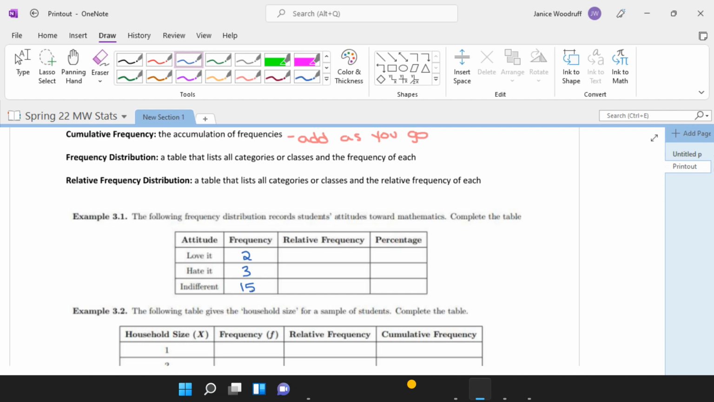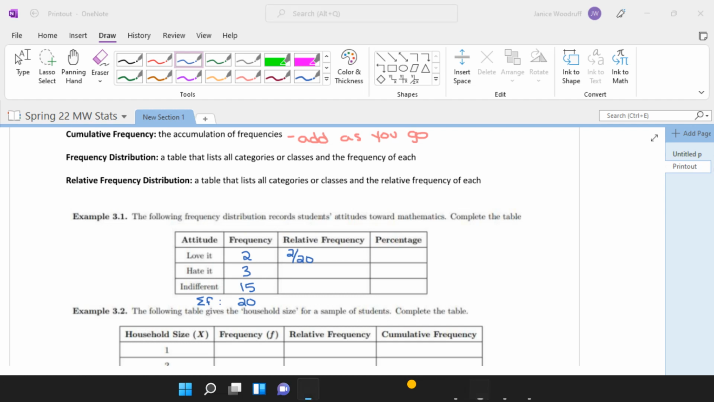Now we can say the percentage of students in the class that have each attitude by using the frequency distribution. You guys already know the math behind this. It's just now the wording of how it's done. Here, if I add all of these together, that's going to give me a nice even 20. That's the sum of my frequencies. It's 2 plus 3 plus 15. So for my relative frequency, there are 2 out of 20 people who say that they love math.